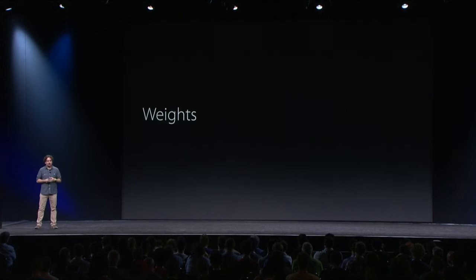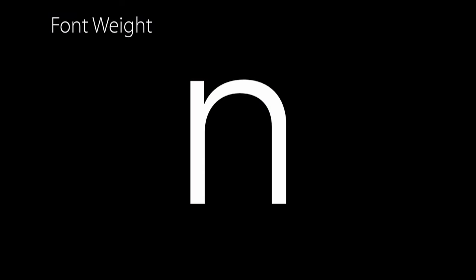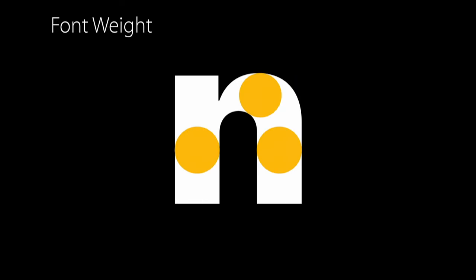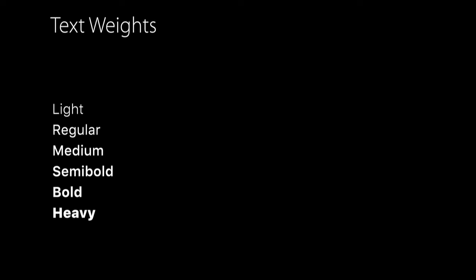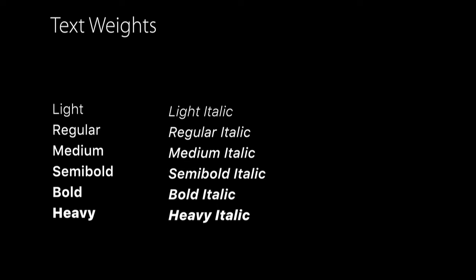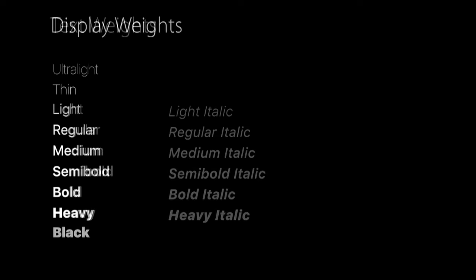Next, I would like to talk to you about weight. Font weight is the measure of how thick or thin the strokes of the letters are. Now, the text families of San Francisco, and SF Compact as well, have 6 weights for the text fonts with their italics, and they have 9 weights in the display fonts.